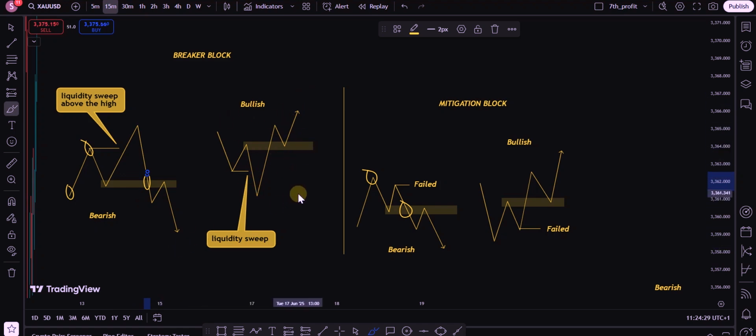The same thing happens for a bullish breaker block. For the bearish mitigation block, this one right here fails. A mitigation block must fail to give us a new high. There must not be a run of liquidity to the upside before a lower low. I hope you are getting me now. So let me show you a real chart example of a bearish breaker block.